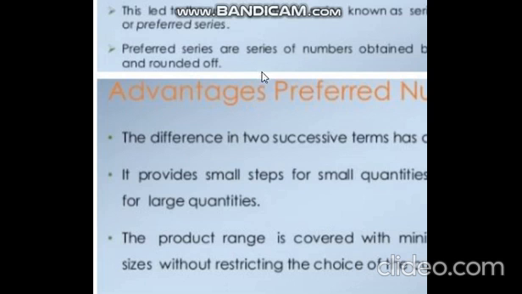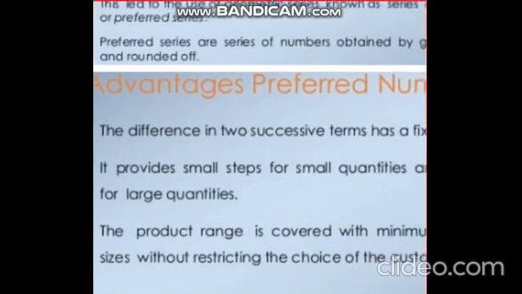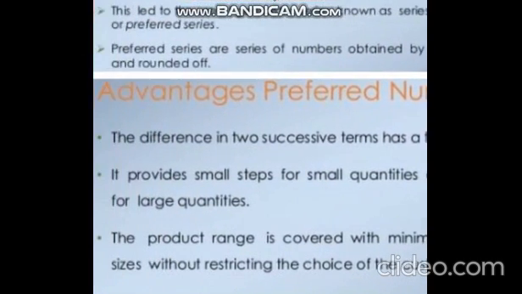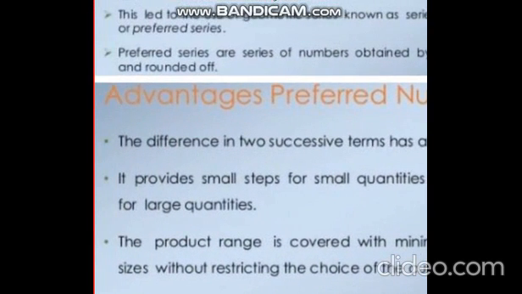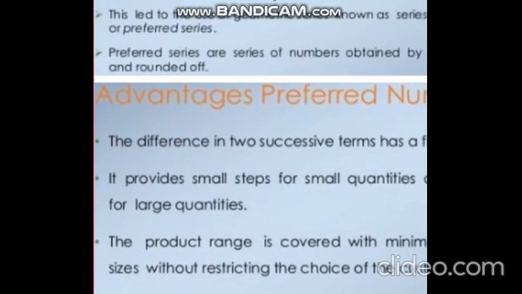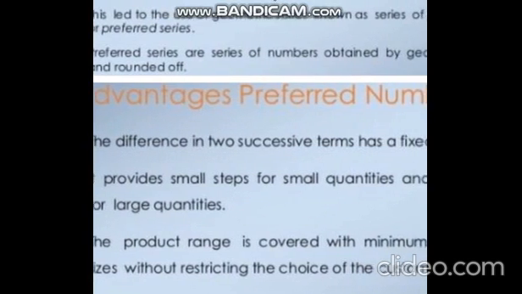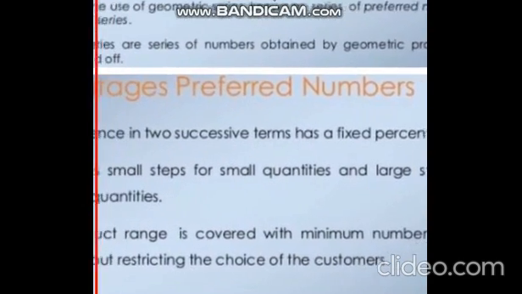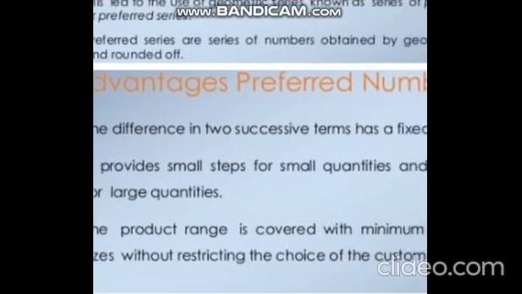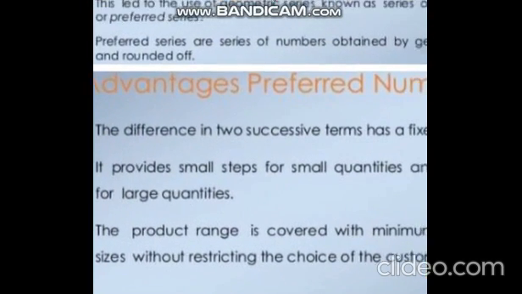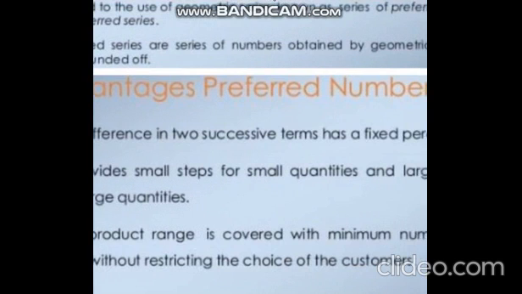Now, what are the advantages of preferred numbers? The difference in two successive terms has a fixed percentage. This is the first point. Second, it provides small steps for small quantities and large steps for large quantities. You see, if you have to choose between 5 and 10, small steps. If it is between 5 and 100, large steps, like that. The product range is covered with a minimum number of sizes without restricting the choice of the customers.